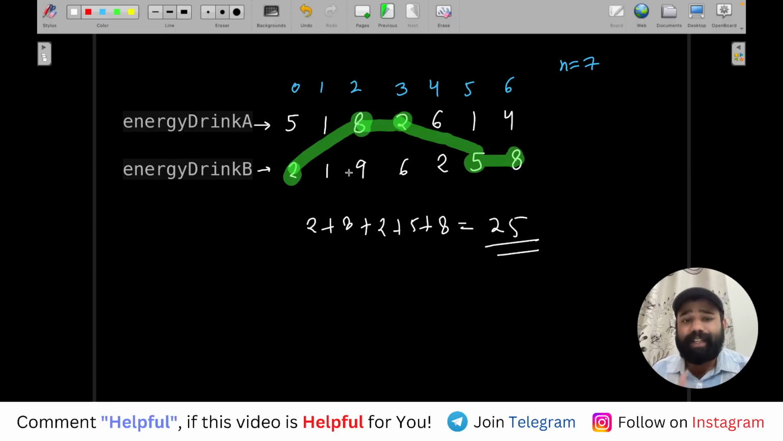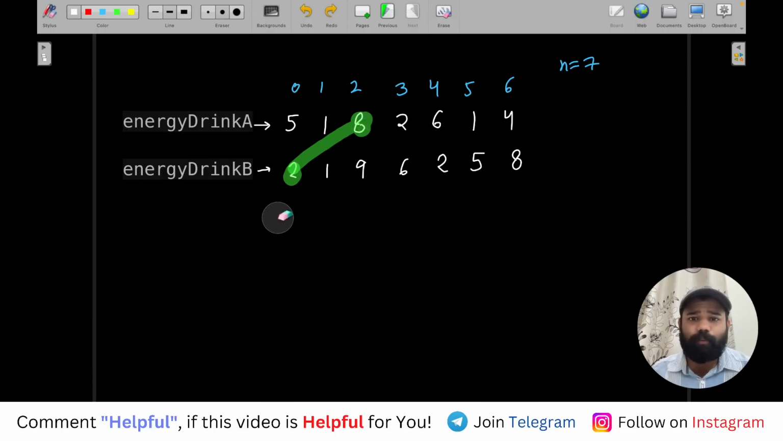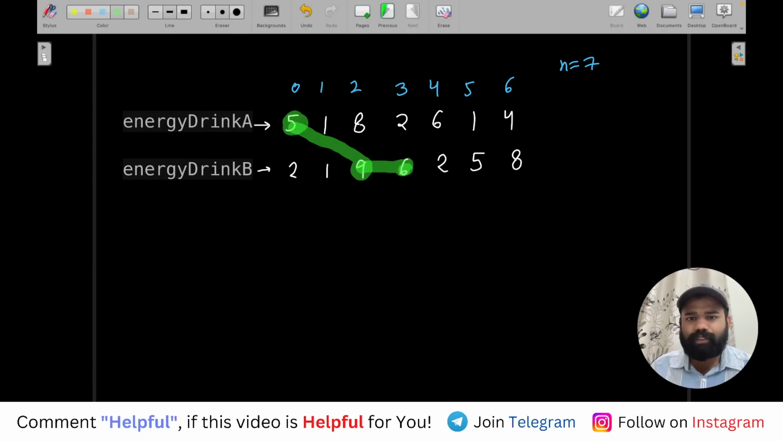But maybe in some other case it will be maximized. Let's see, let's see if there is any other case where this energy can be maximum. So for example, let's say I'm starting from 5, then I'm going to 9, then I'm going to 6, then 2, 5 and 8. Here I think it will be max. I'm still not sure whether it is the maximum value, but it will be more than 25.